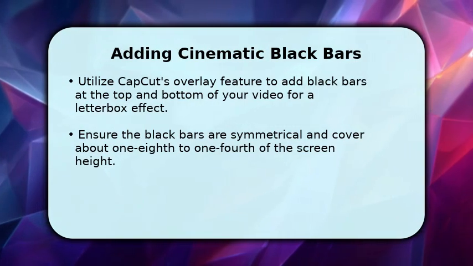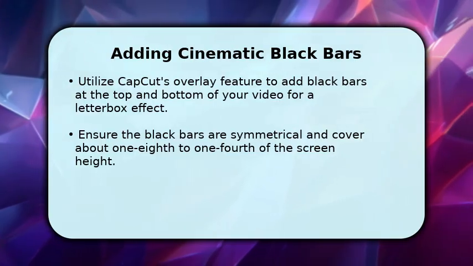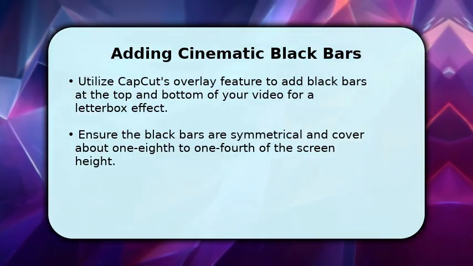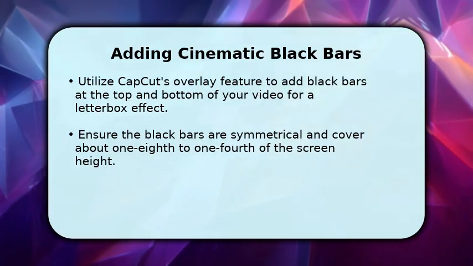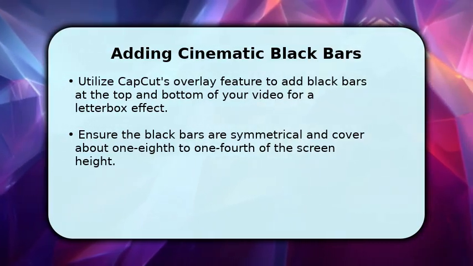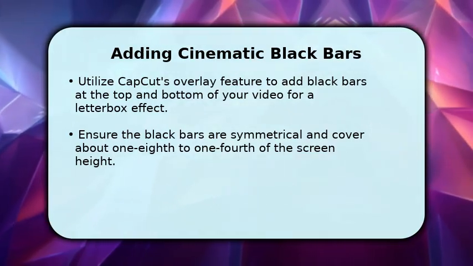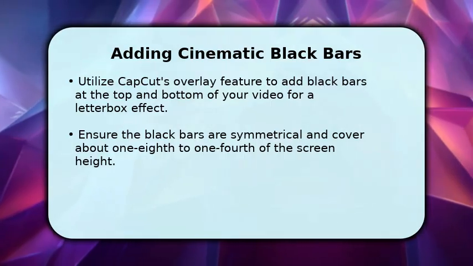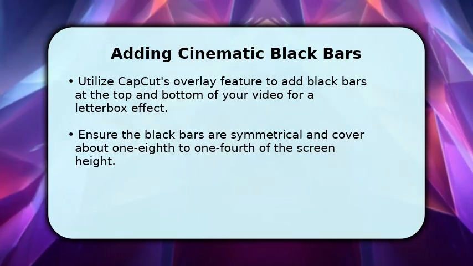Now that your aspect ratio is set, let's add those iconic black bars. You can achieve this by using Capcut's overlay function. Simply import a black image or use a solid color background, then position and resize it to create the letterbox effect at the top and bottom of your frame. Ensure the bars are symmetrical and cover about 1/8 to 1/4 of the screen height, giving your video that authentic widescreen cinema feel.